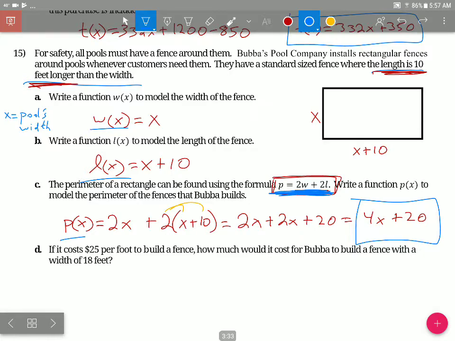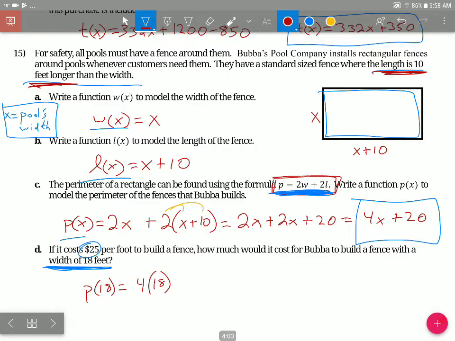Last but not least, it costs $25 per foot to build a fence. How much would it cost for Bubba to build the fence with a width of 18 feet? So width of 18 feet, remember, x is the pool's width. All right. So to build a fence, that's your perimeter. So take your perimeter equation. We want to know P when x is 18. So we'll take our equation, 4 times 18 plus 20.